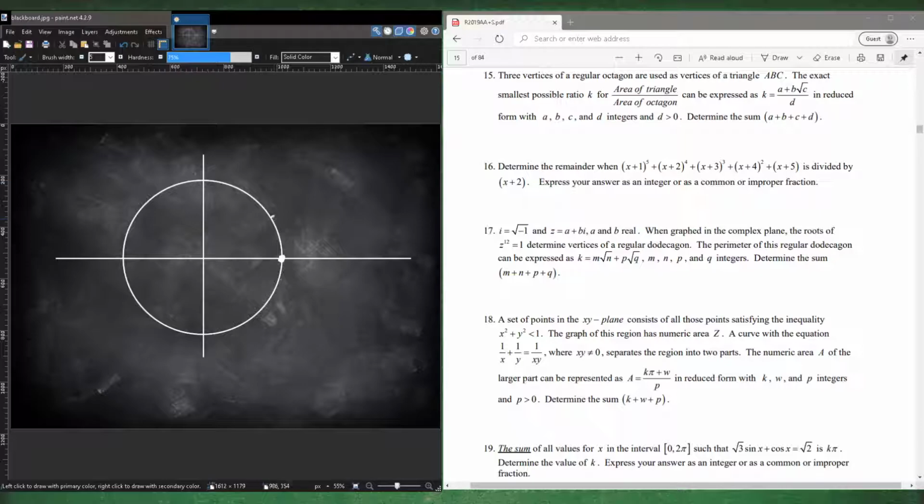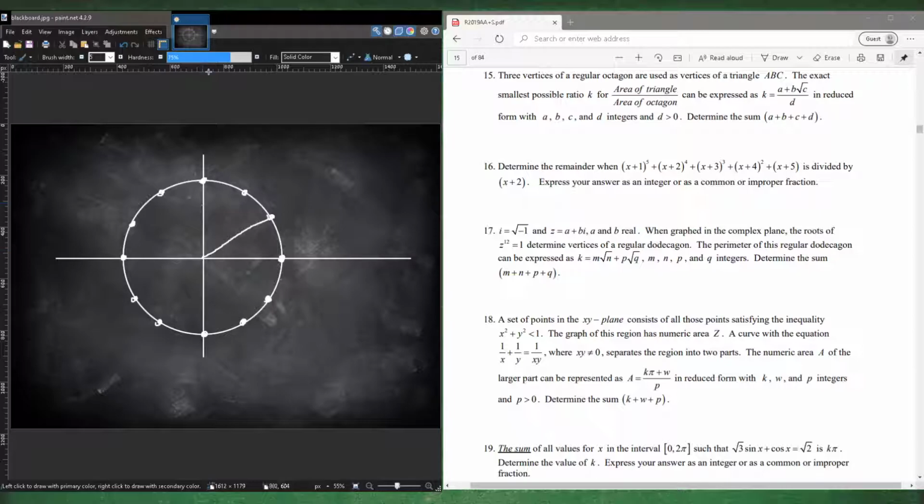So there's 2 in here, 1, and then 2, 1, 2, 1, then 2. So that's 12 equally spaced. All these are the same length, etc. So to get the perimeter, we need to know the side length. We could just cut it right here. And we need to know what this angle is.